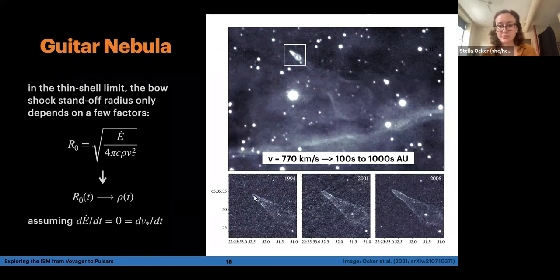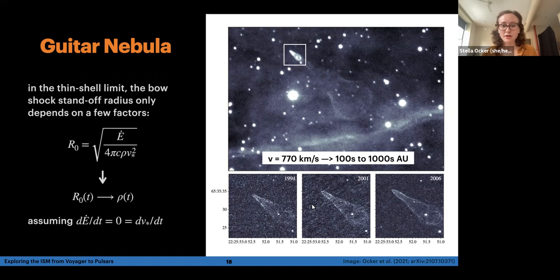You can see that over the course of these 3 observations, the morphology of the bow shock has changed. This pulsar has a very large transverse velocity of about 770 kilometers per second, which means that over the course of these observations, the pulsar has plowed through hundreds to thousands of AU in the ISM.